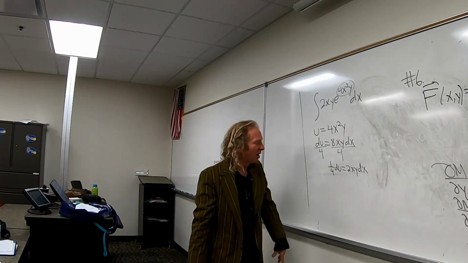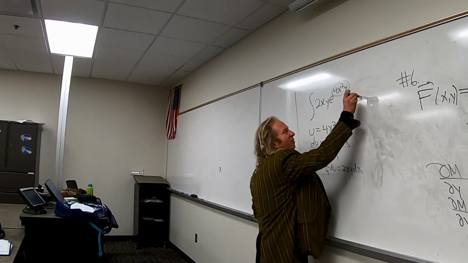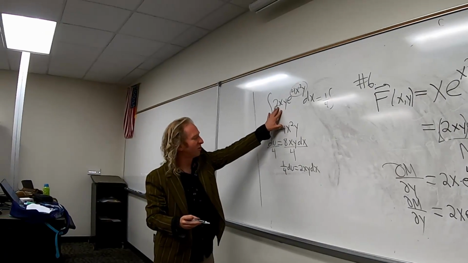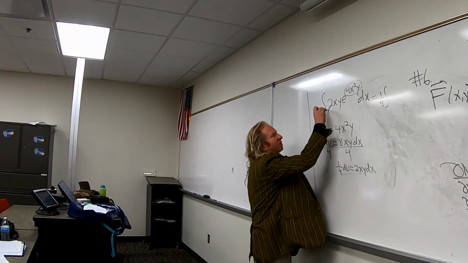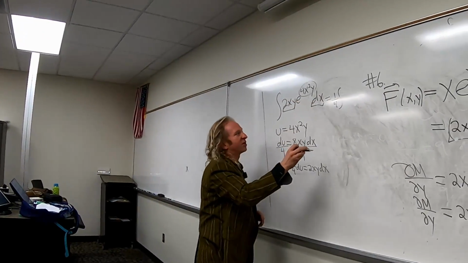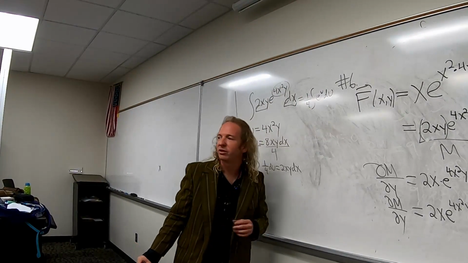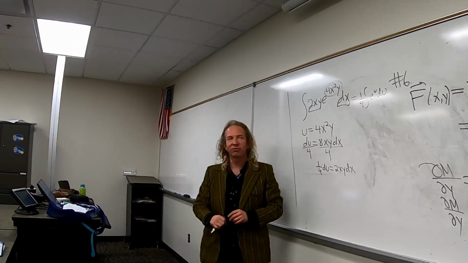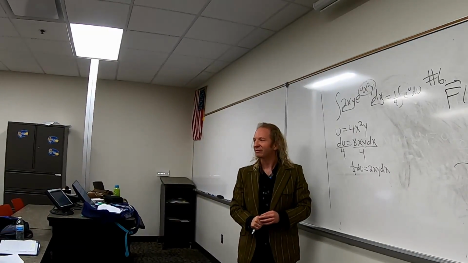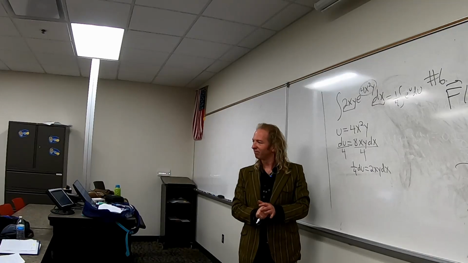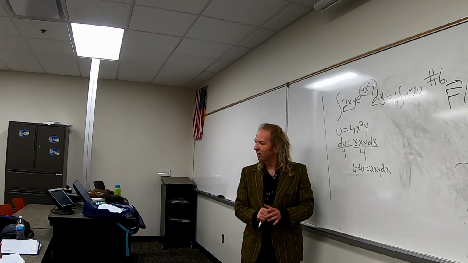Okay, so now let's make the substitution. So this is 1/4, so 1/4 du is this. It's just going to give us 1/4 e to the u du. Question: since we're dealing with two functions, we're still saying du though, right? Yeah, it's the same.